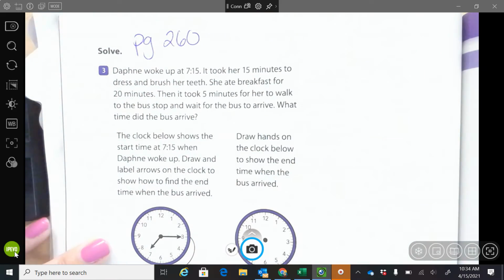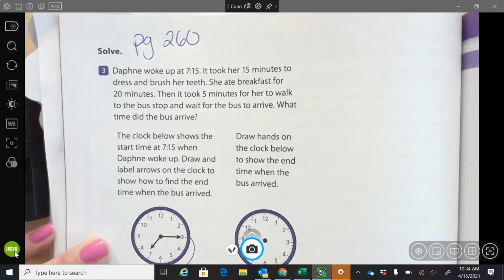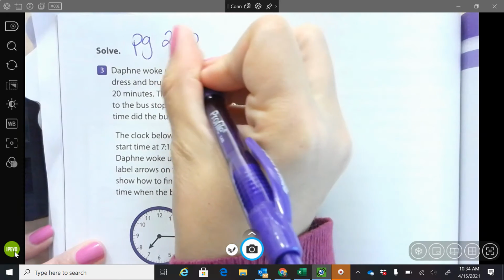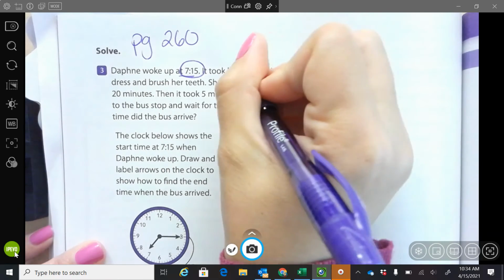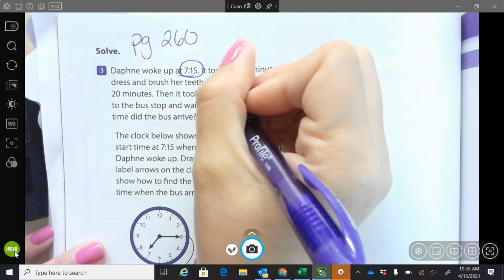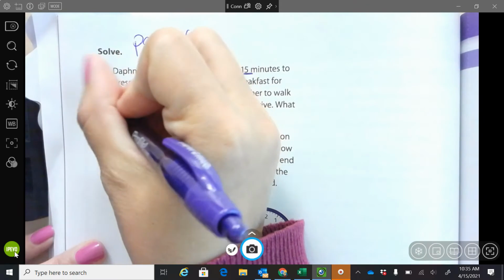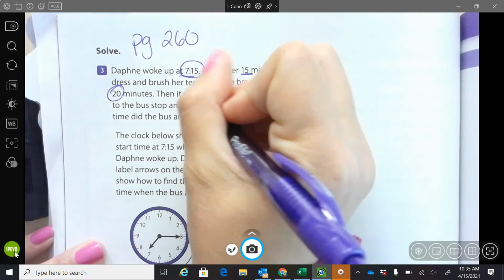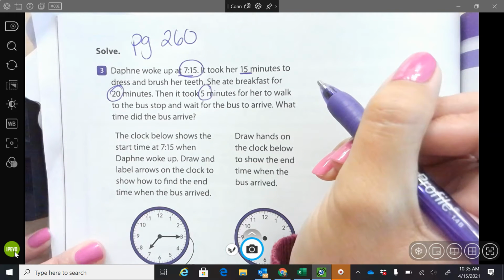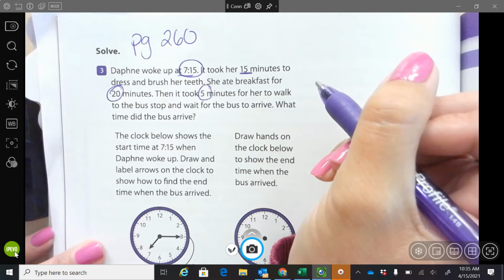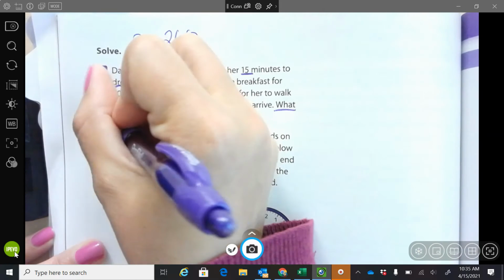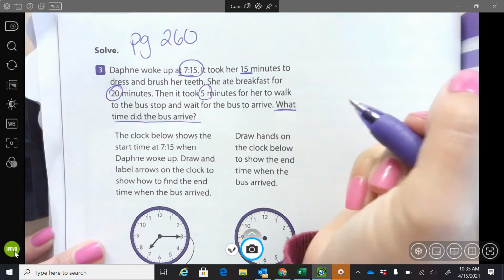We're on page 260. It's lesson 24. Daphne woke up at 7:15. It took her 15 minutes to dress and brush her teeth. She ate breakfast for 20 minutes, and it took 5 minutes for her to walk to the bus stop and wait for the bus to arrive. What time did the bus arrive?